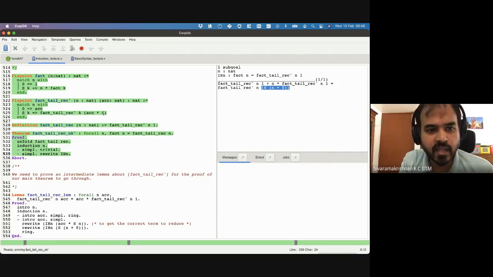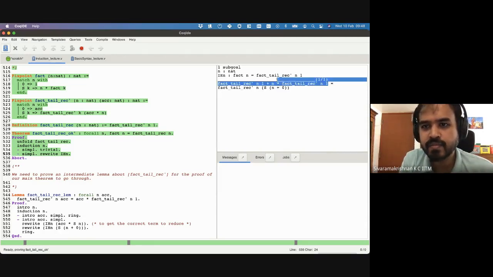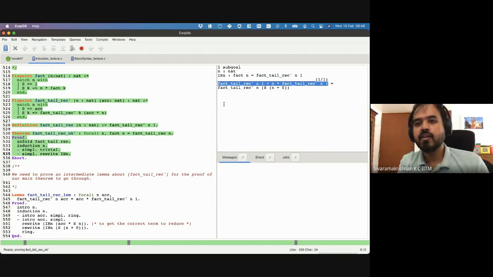This is the accumulator that flows in here, and for any n, you just multiply that accumulator, right? And essentially, this is the same as having... So what is this term? This is just n plus 1, right? So this is the same as n plus 1 multiplied by fact tail rect n1. And you distribute the multiplication over the addition, you will get this term, right?